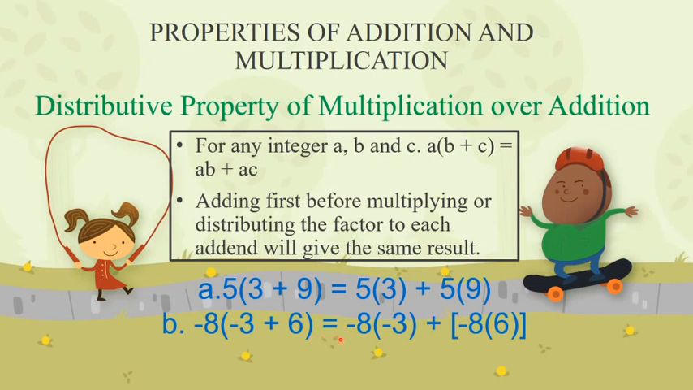Now, for this one, we have negative 8 times negative 3 plus negative 8 times positive 6. So, negative 8 times negative 3 is equal to positive 24 plus negative 8 times 6 is equal to negative 48. So, positive 24 plus negative 48 is equal to negative 24. So, they are both equal to negative 24. So, it shows distributive property of multiplication over addition.